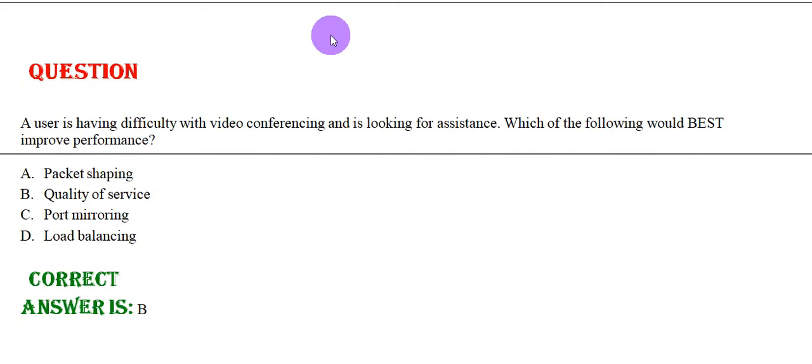A user is having difficulty while video conferencing and is looking for assistance. Which of the following would best improve performance? Option A, packet shaping. Option B, quality of service. Option C, port mirroring. And option D, load balancing. The correct answer is option B.